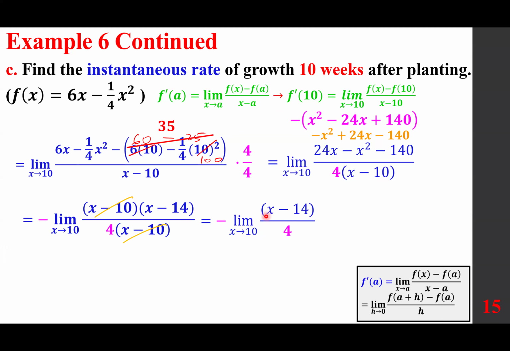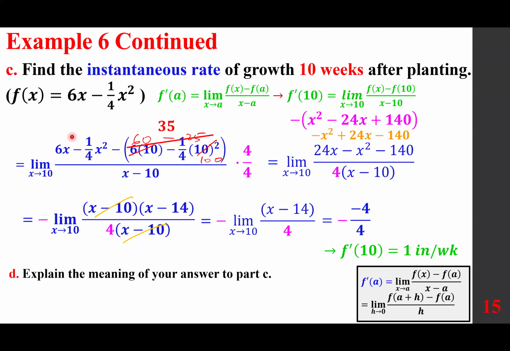We're going to plug in 10. 10 minus 14 is negative 4. Negative 4 over 4 is negative 1. The negative in front makes it positive 1. So f prime of 10 is positive 1. Positive 1 what? Inch per week. Units of the numerator over the units of the denominator. So f prime of 10 is 1 inch per week.